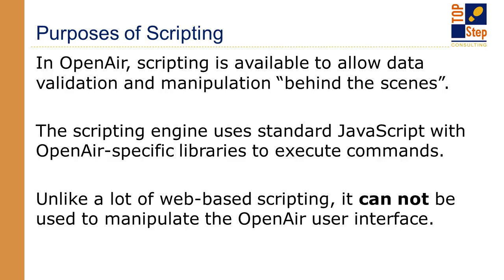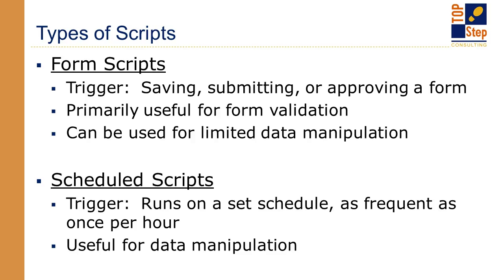So there's two basic types of scripts in OpenAir. There's actually two others that we're not going to get into today because they're a little too deep and not something you'd use consistently. The major scripts here are form scripts and scheduled scripts. And form scripts are pretty much what they sound like. There's a trigger on the form that says anytime this form is saved, submitted, or approved, do this thing. Primarily, form scripts are used for data validation, and we'll show why in a minute.